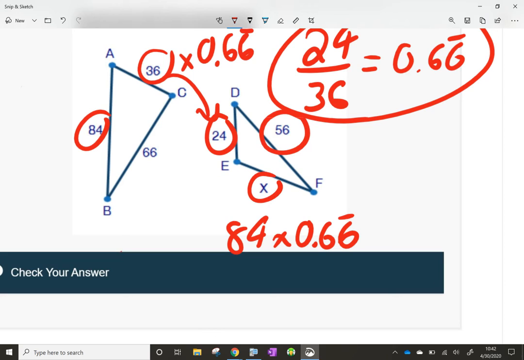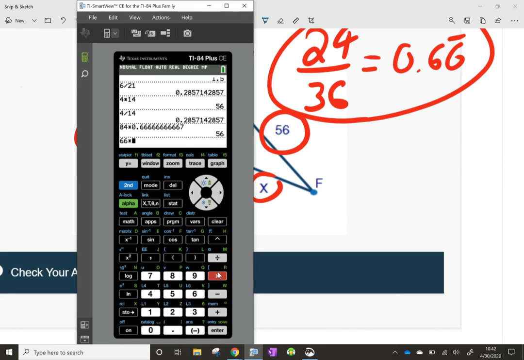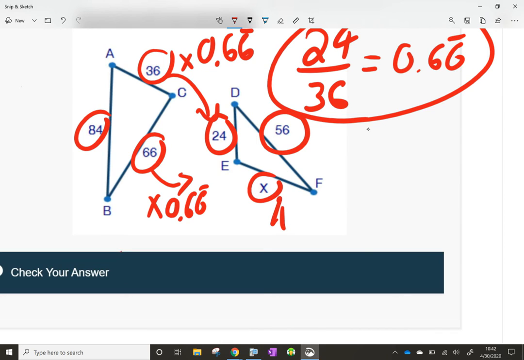And so to find x, we do the same thing, but with 66. We're going to multiply this one times our scale factor of 0.66 repeating, and that should give us x. So let's type that out. 66 times that scale factor of all those 6s, maybe a 7 at the end, just to make it nice. Oh, I put a 0 in the wrong place. Do you see where I made that mistake? Let me type it in one more time. It's times point. There you go. I didn't put that 0 in this time. That's good. And we get 44. So that means that x has to be 44.